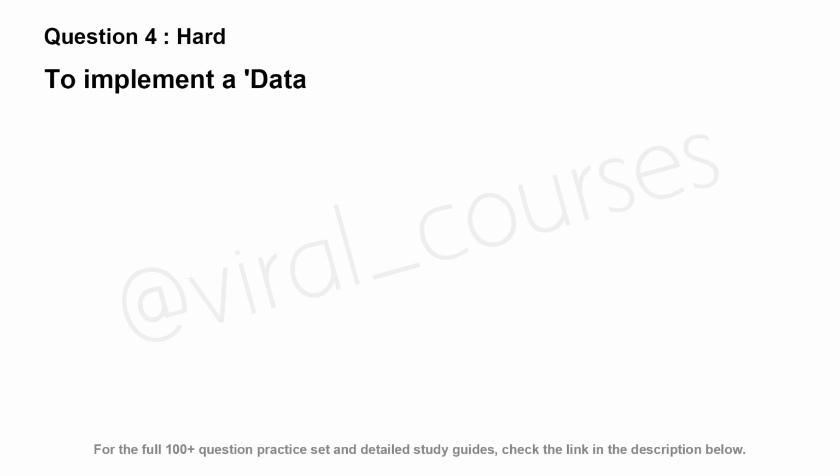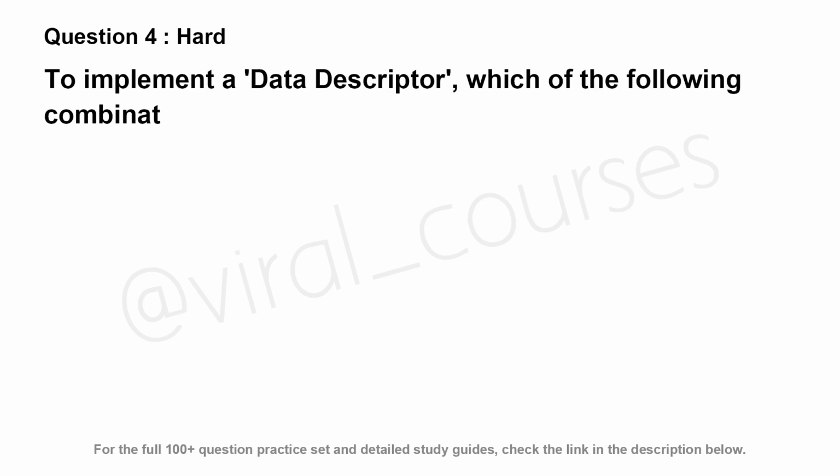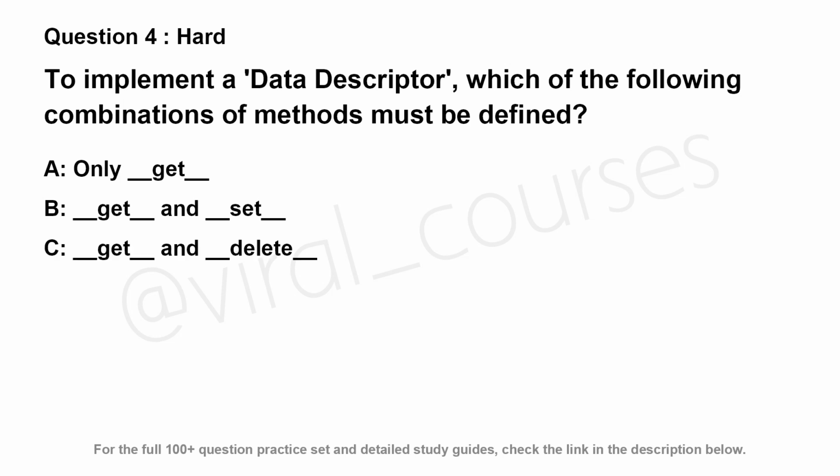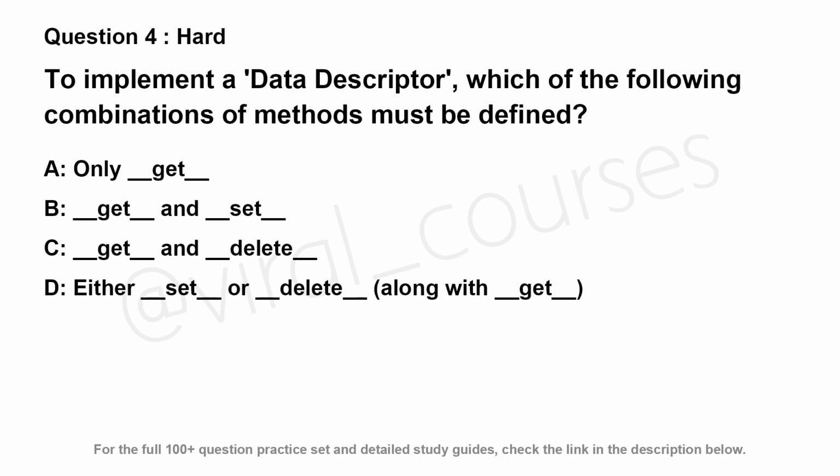To implement a data descriptor, which of the following combinations of methods must be defined? Option A, only __get__. Option B, __get__ and __set__. Option C, __get__ and __delete__. Option D, either __set__ or __delete__, along with __get__.